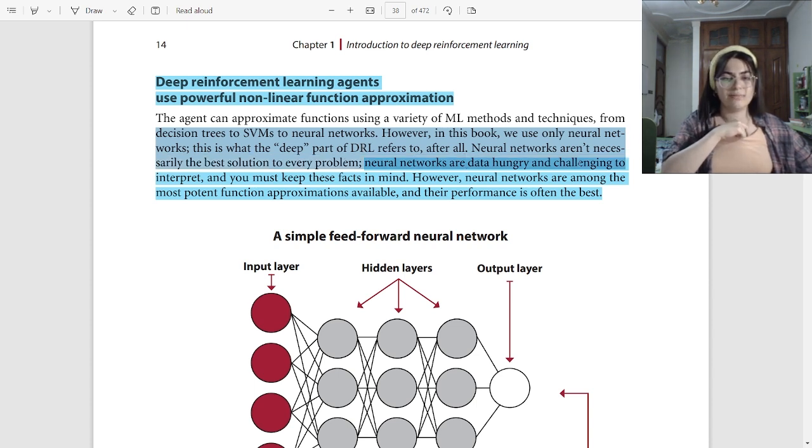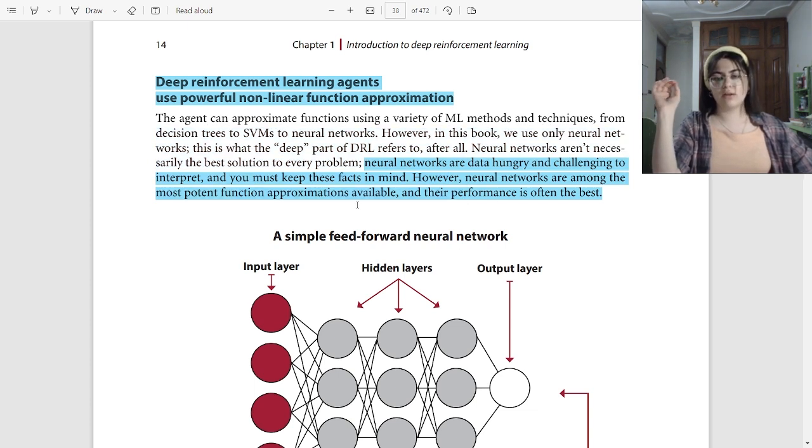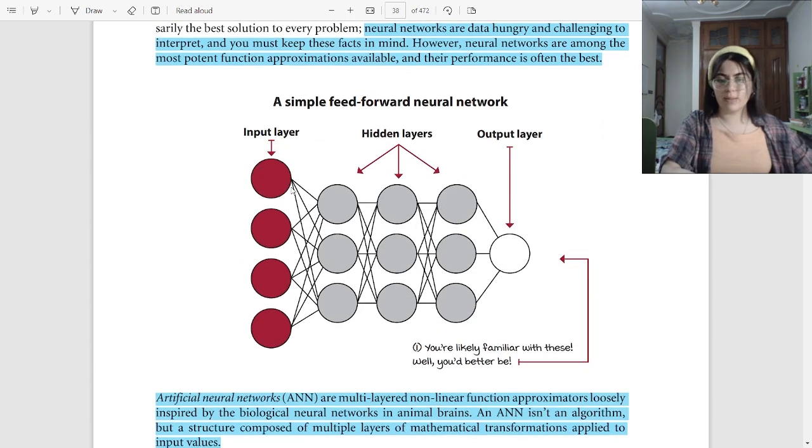So it says that they are normally data hungry, and it's important to keep in mind that we need to feed them lots of data if we want to get a good response from a neural network. Just pay attention to this when you are trying to solve a problem. But regarding this, neural networks are among the best function approximation versions available today, and their performance is normally the best.